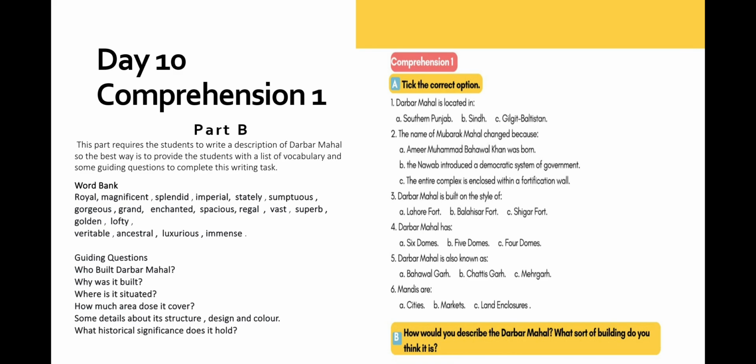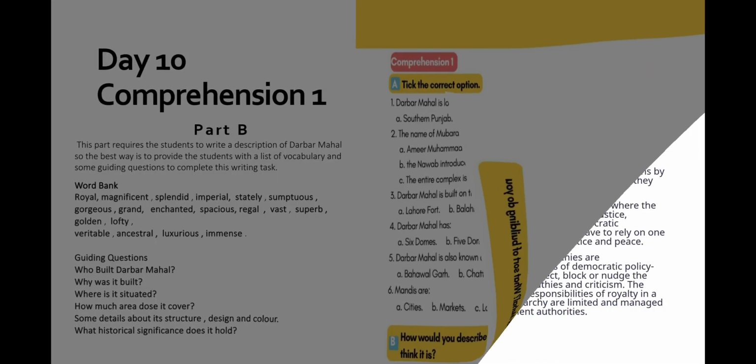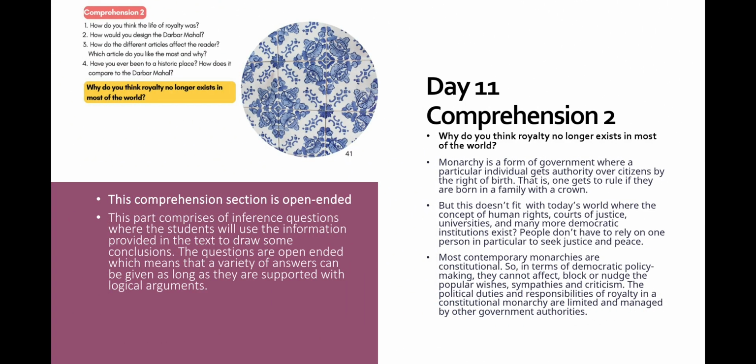This should be done in the class, and for that, you will provide the students with a word bank. I have already provided you some of the words. You can always increase this word bank, or you can choose all of these words as well, and some guiding questions. So, guiding questions are: who built Darbar Mahal? When was it built? Where is it situated? How much area does it cover? Some details about its architecture, design, and color, and what historical significance does it hold? These are the guiding questions and the word bank for the students to use and write a description of the Darbar Mahal, which they are supposed to write in their class copies.